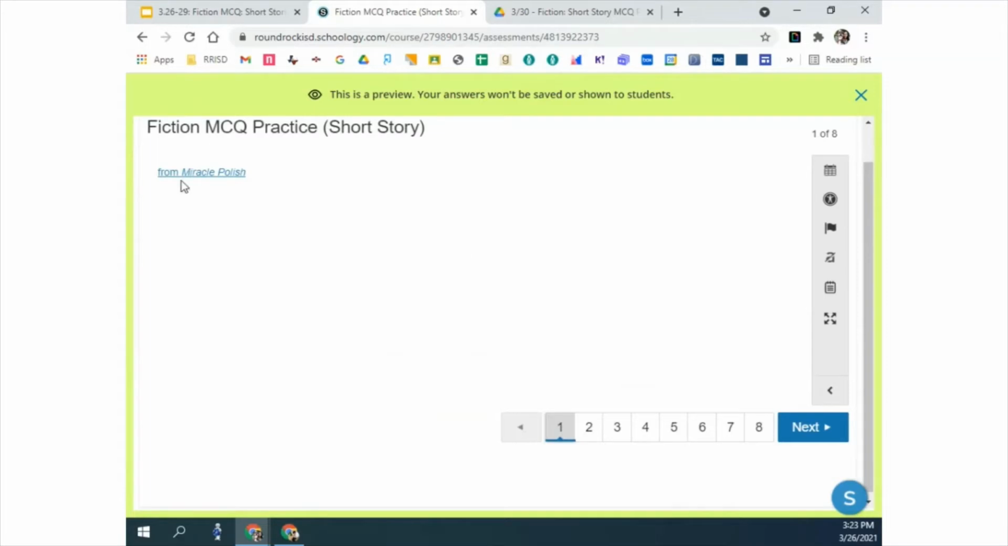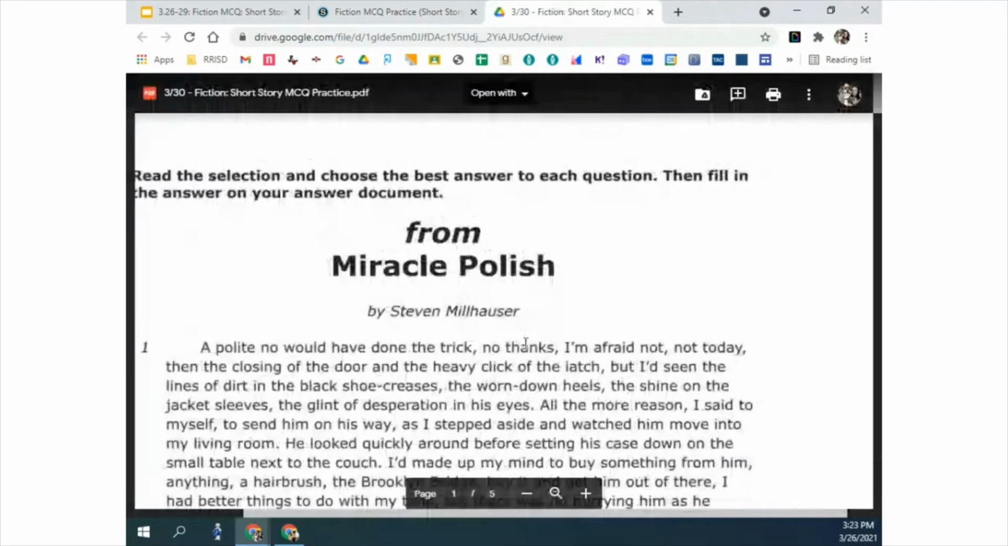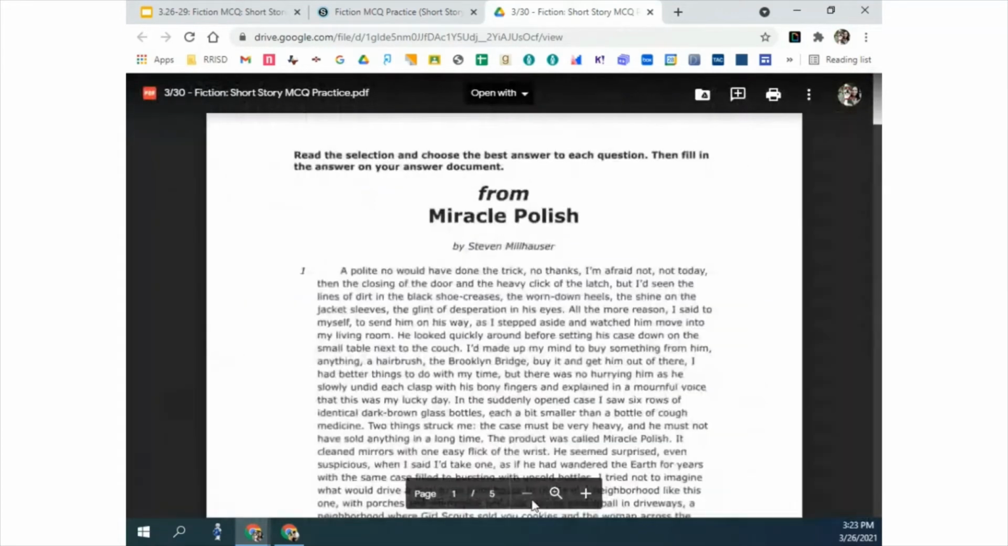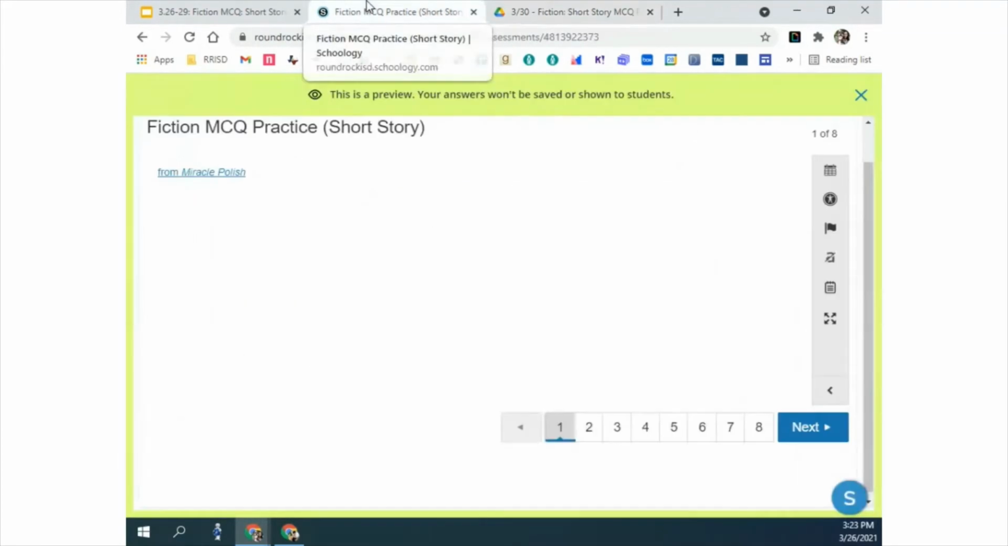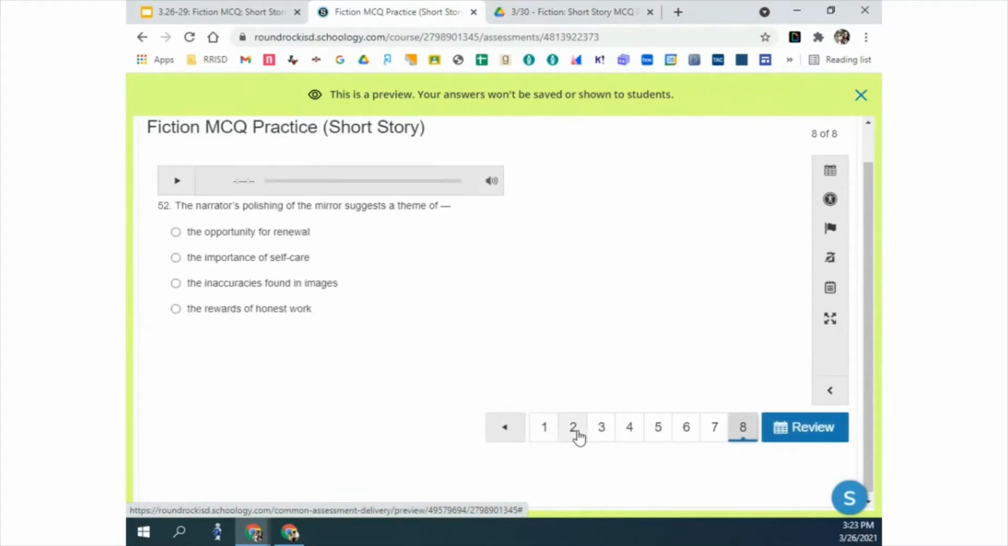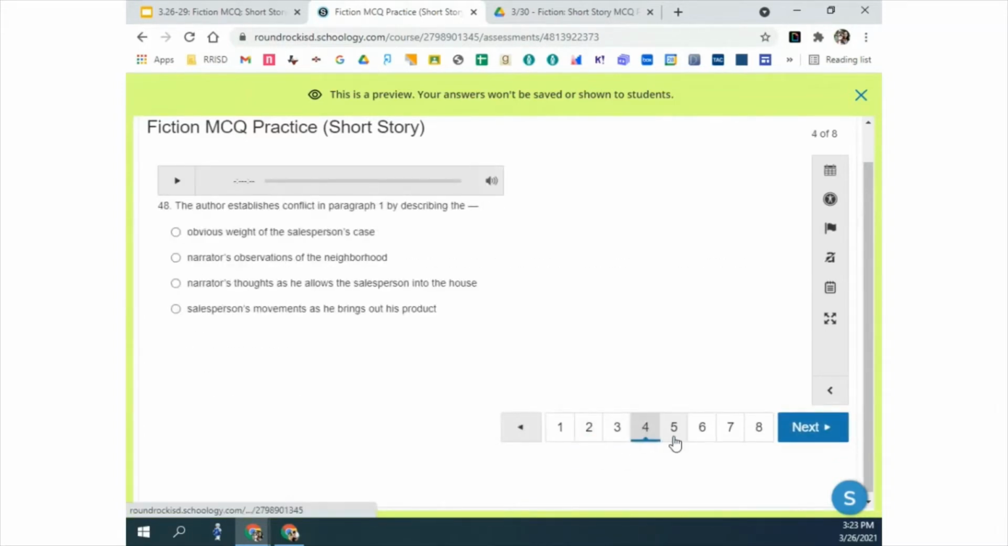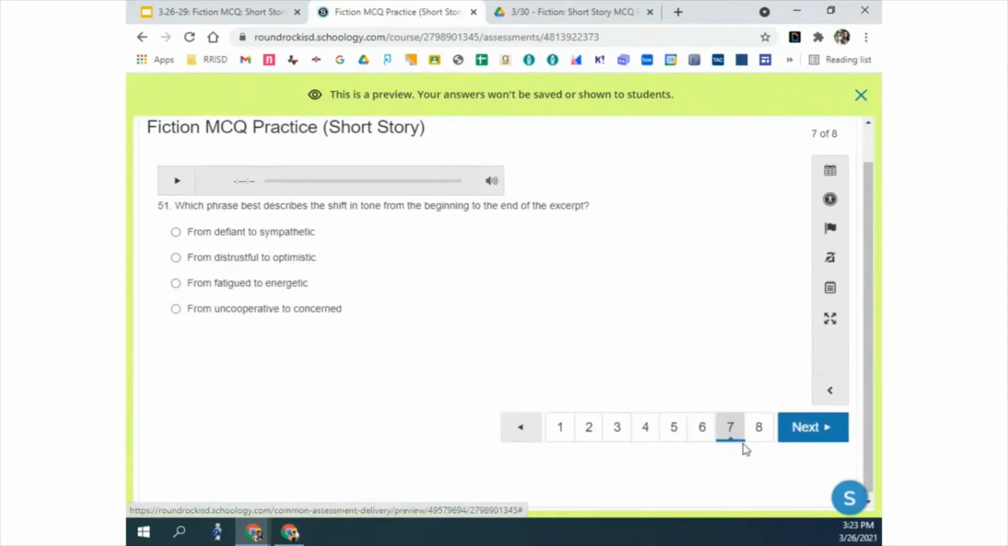You can go ahead and open up the text called Miracle Polish. It looks like this. Zoom out a little bit. What I would like you to do, there's questions 2 through 8, technically 46 through 52, and I want you to mark all the ones that you think are now questions. To be honest, in fiction and in the reading section, there aren't a lot of now questions. All the now questions are usually in the revising and editing, but there are a few.